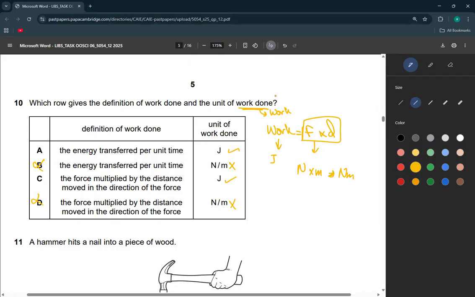The energy transferred per unit time, it's power. Power is work done, or energy you could say, per unit time. For this power, option C is correct.